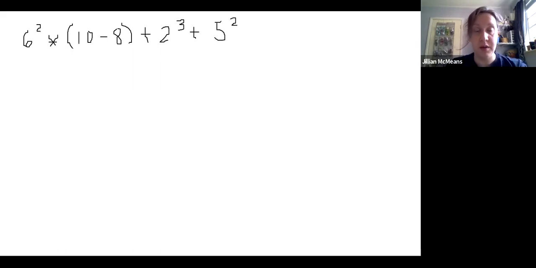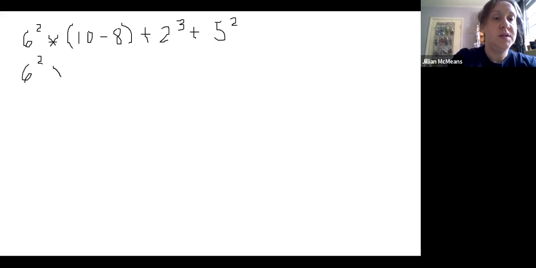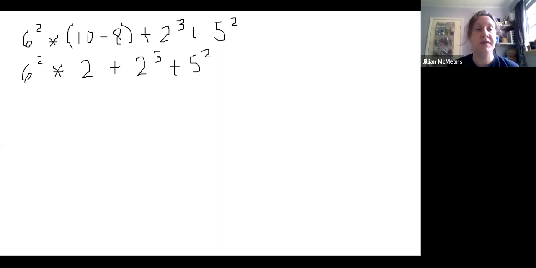So what we want to start with is go ahead and take care of what's in the parentheses. So 10 minus 8, that's pretty easy. 10 minus 8 is just 2. And I'm going to rewrite the rest of the problem. So now I've got 6 squared times 2 plus 2 cubed plus 5 squared. So what I want to do now, step 2 of the order of operations, is always to take care of all of your exponents. So I've got 6 squared, 2 to the third, 5 to the second.